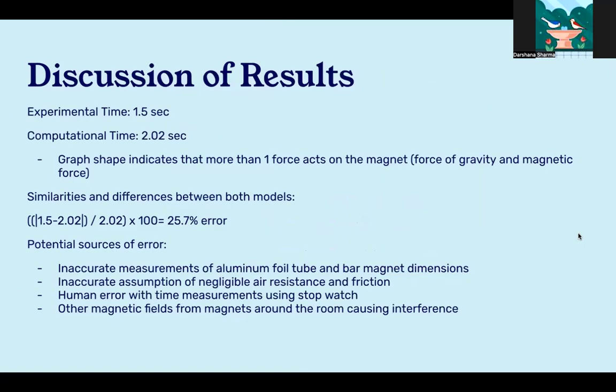My experimental time is 1.5 seconds, and my computational time is 2.02 seconds. The graph shape indicates that there's more than one force, as there is a force of gravity and a magnetic force. I found a 25.7% error in my experiment. Some potential sources of error could be inaccurate measurements of the aluminum foil tube, the bar magnet dimensions, and the timing of how long the bar magnet took to go through the length of the foil. There's also the inaccurate assumption of negligible air resistance and friction, as these exist in real life, and other magnetic fields from magnets around the room could potentially have caused interference.